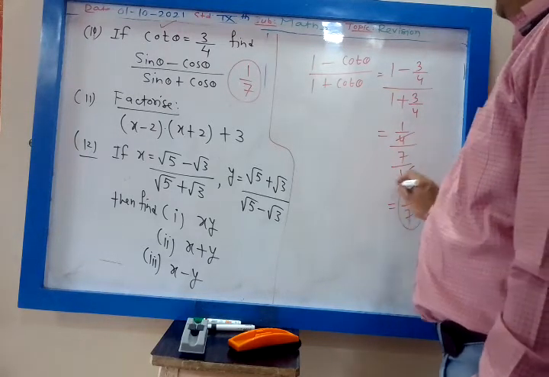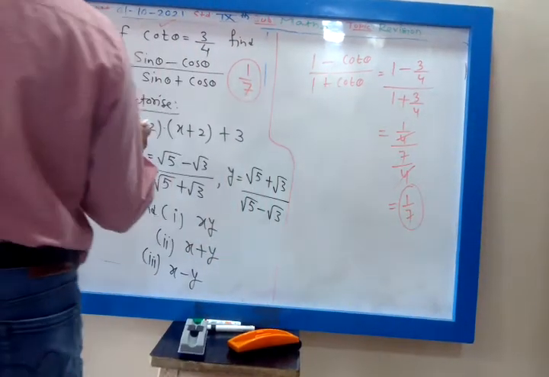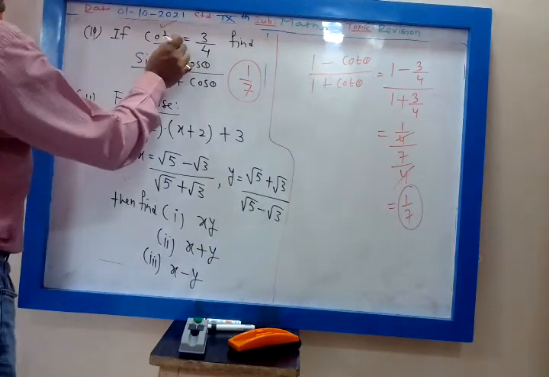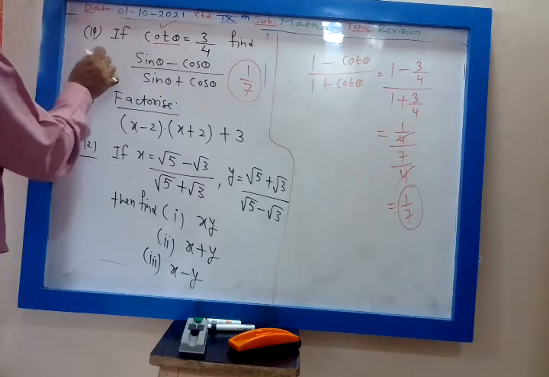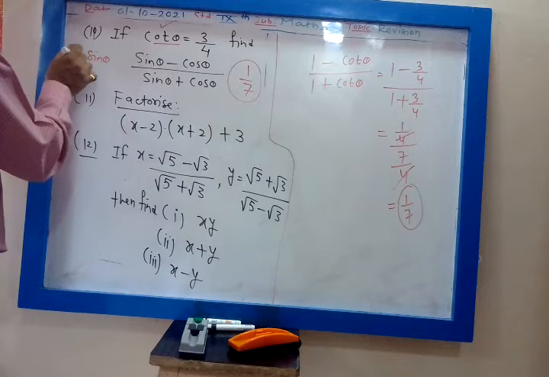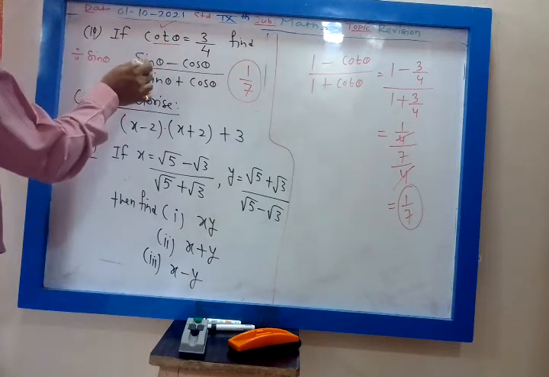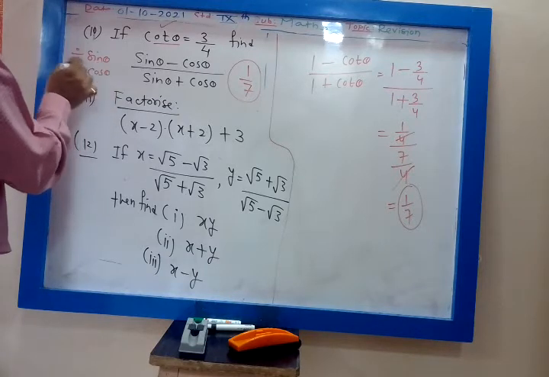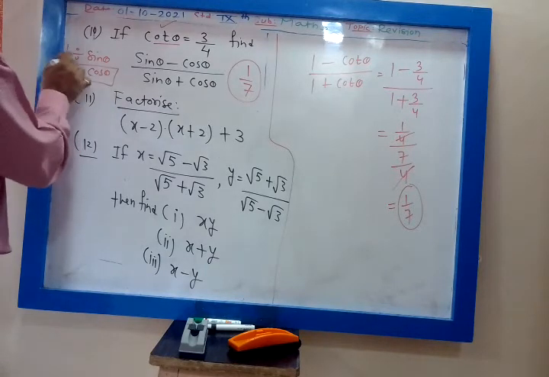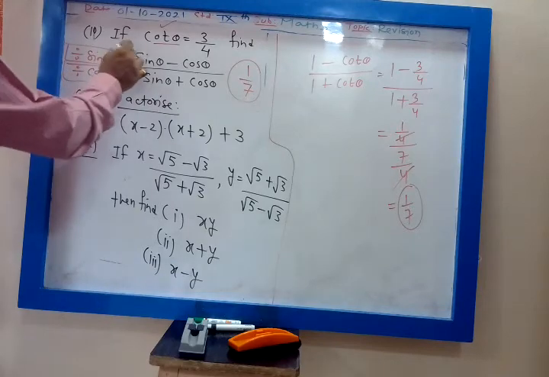Are you getting this? This I had explained to you. Whenever you are given cot, and if it is sine and cos, then divide by sine. Whenever you have tan, then with sine and cos, divide by cos. Whenever you have cot, divide by sine. You will get the direct answer.